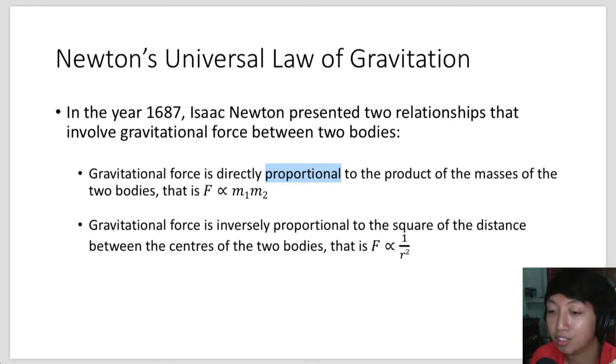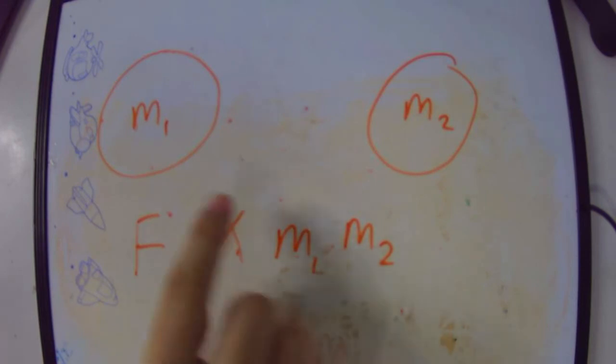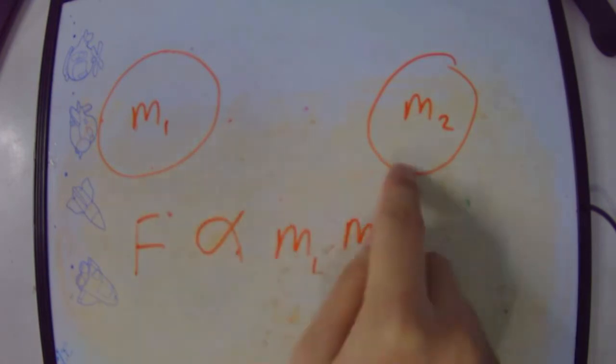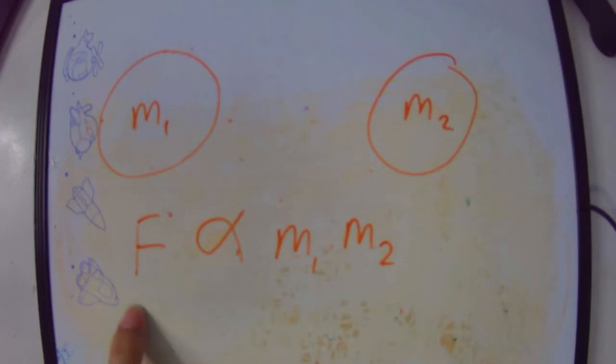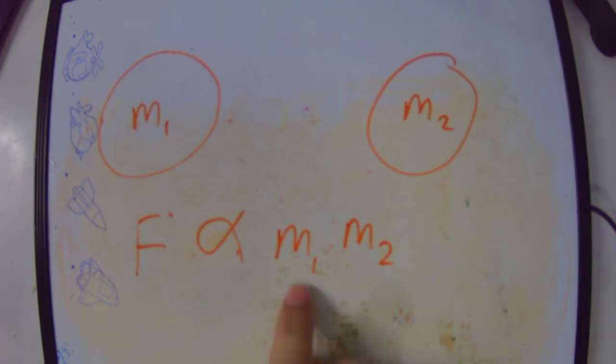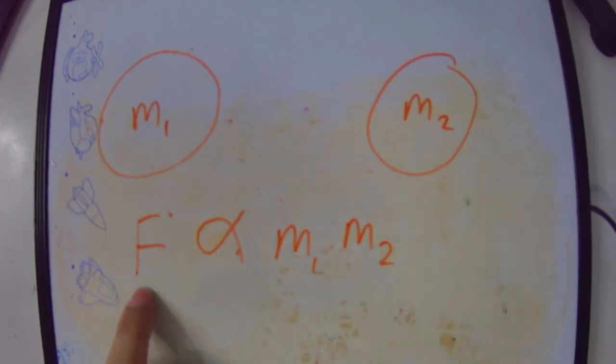That's what it means. So if we take a look at this formula here, if we increase the mass of any of these planets or any of these bodies, what happens to the gravitational force? Simple mathematics. This is a product, so if any of these numbers increase or go higher, simple mathematics tells us that this will also get higher.